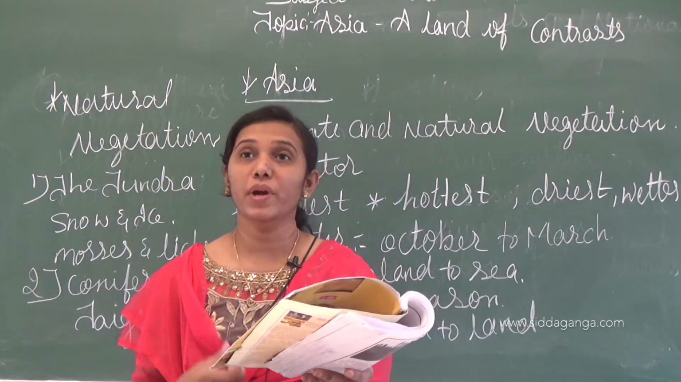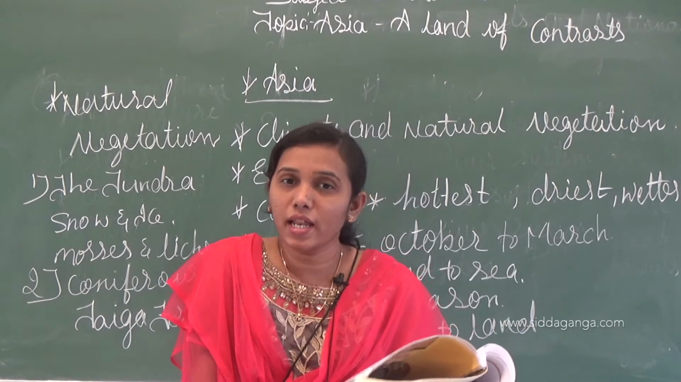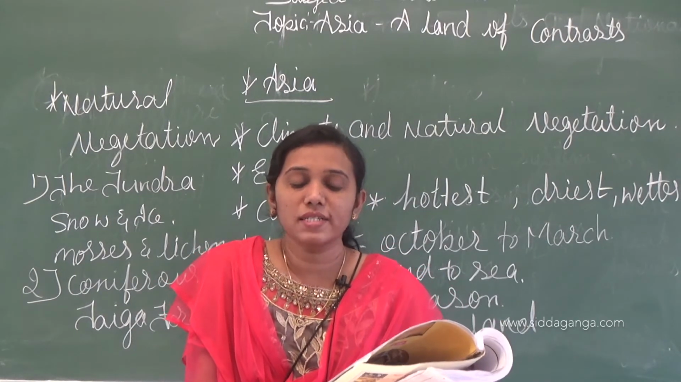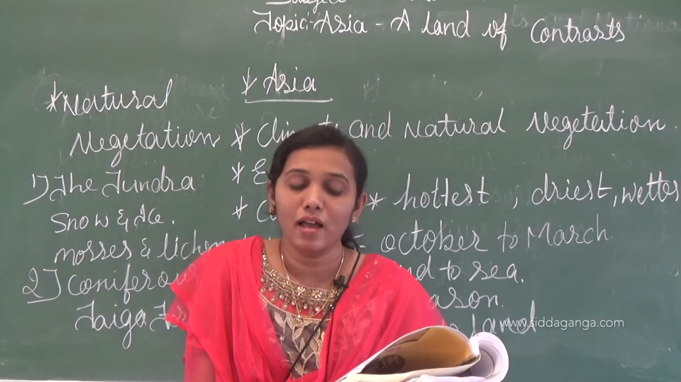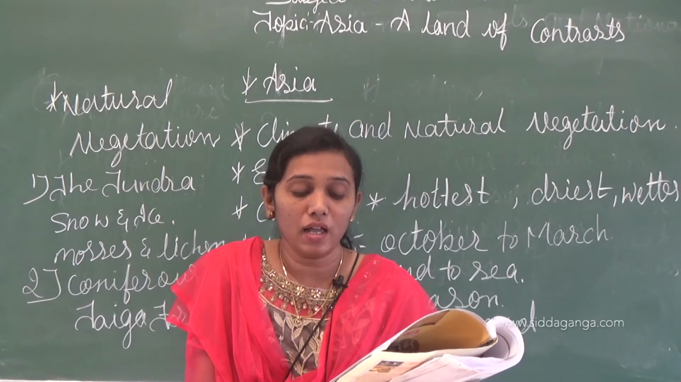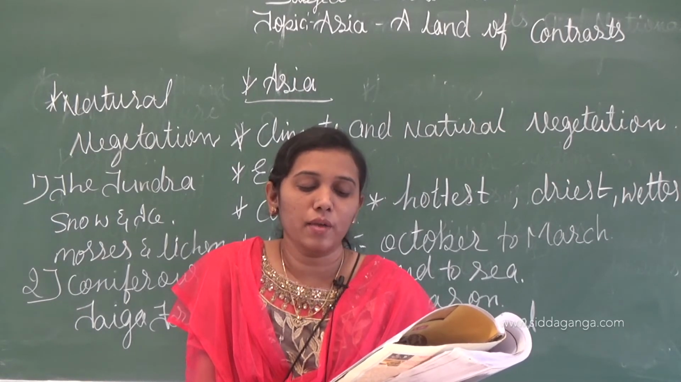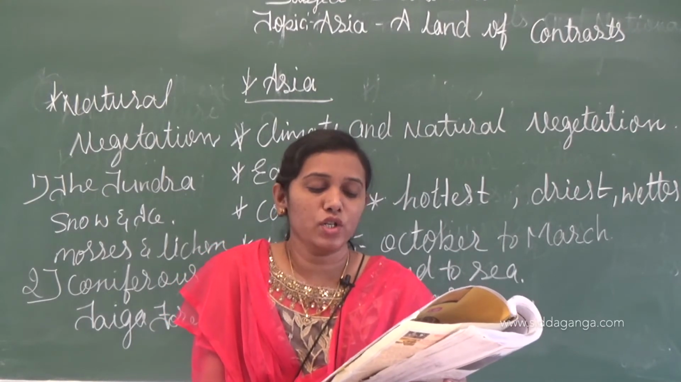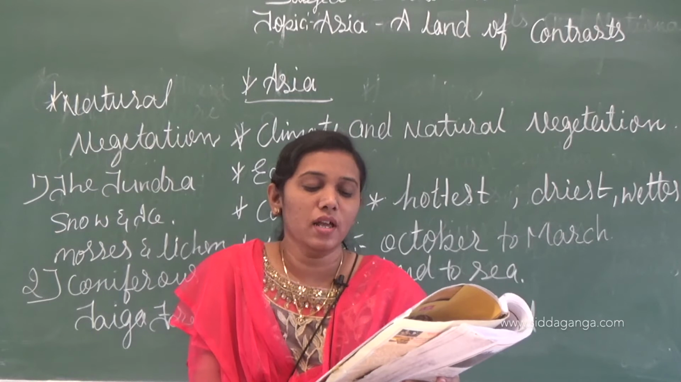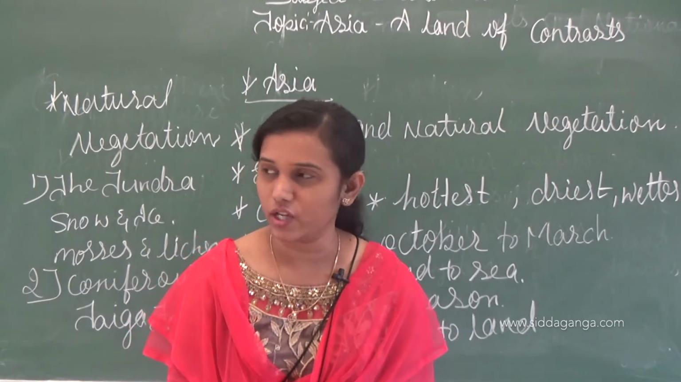Seventh one is Mediterranean vegetation. Mediterranean vegetation occurs in Southwest Asia. The important trees are olive, fig and oak. They are short trees. Understood, children? Shrubs also grow in this Mediterranean vegetation.